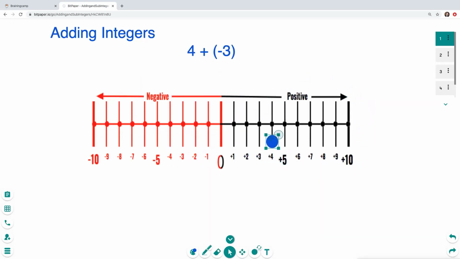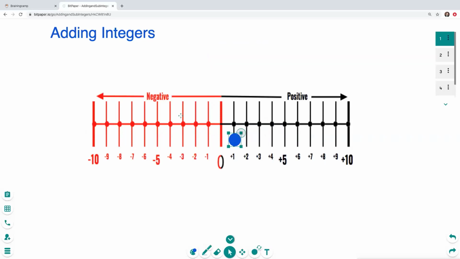So I'm going to start here on +4. Now I want to add -3. So that means I want to go in the negative direction since I'm adding -3. And this problem tells me I want to go 3 spots in the negative direction. So here I go. 1, 2, 3, and I am ending at +1. So +4 plus a -3 equals +1.